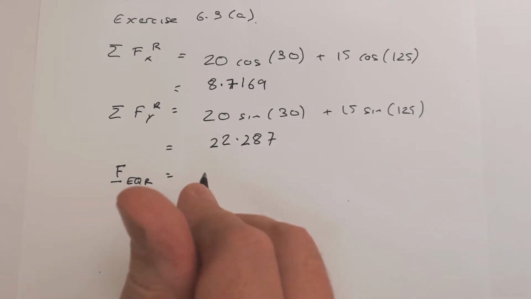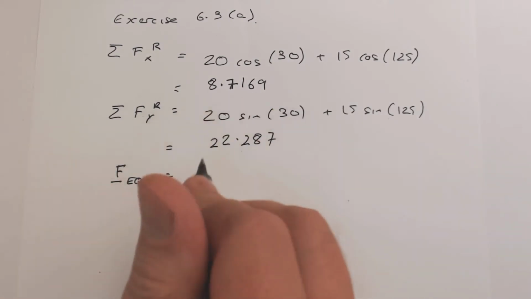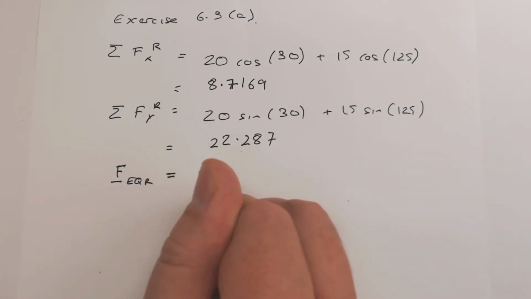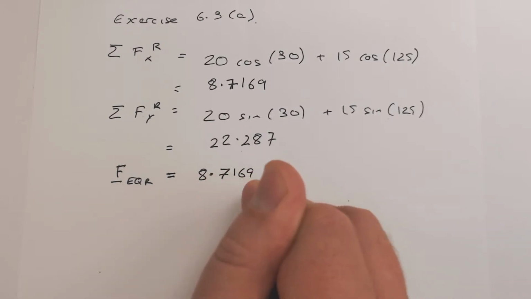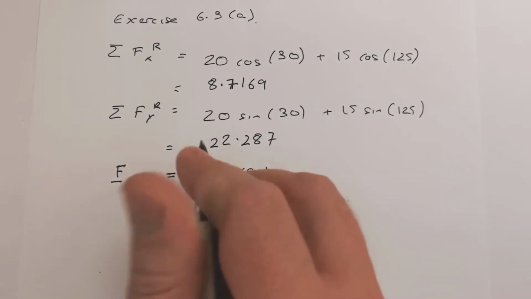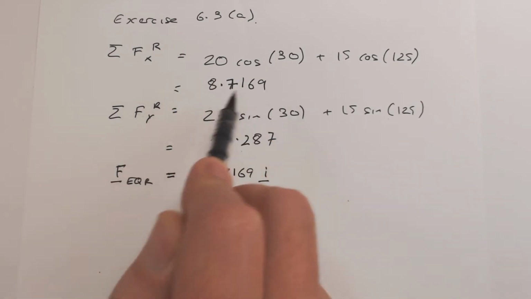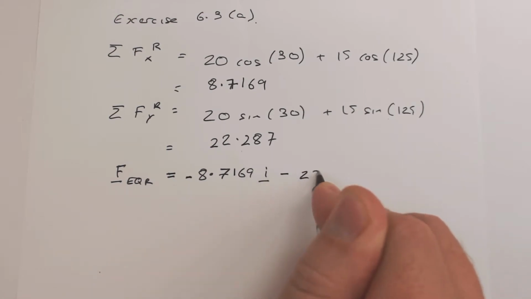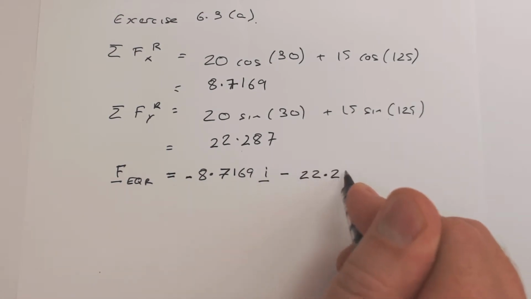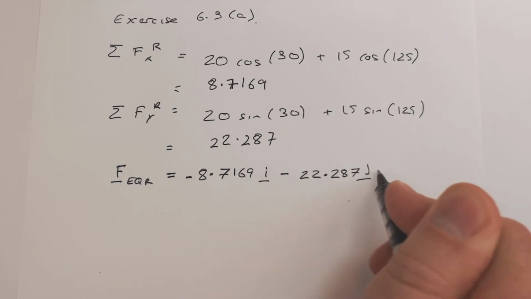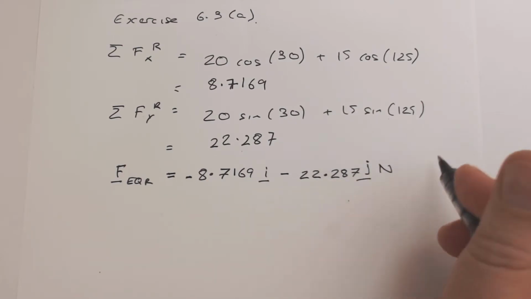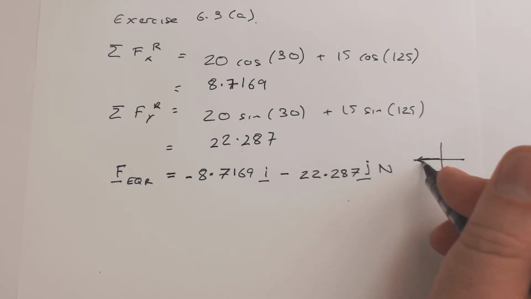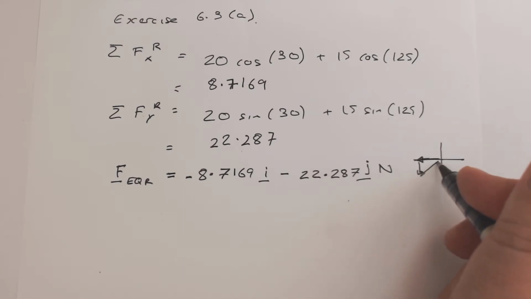So the x component, if we're going to do Cartesian vectors, is 8.7169i, and the other one obviously equilibrium, so it's the negative of that result, so minus that result, and then minus 22.287j, and these are all going to be newtons. So draw yourself a little diagram and say, where am I roughly pointing? Well, we're going in the negative x direction, negative y direction, so we're down here.